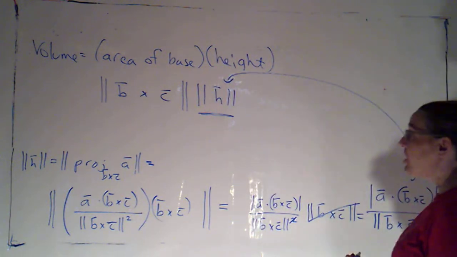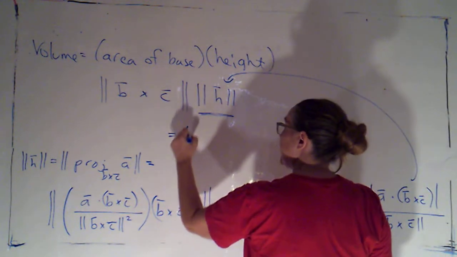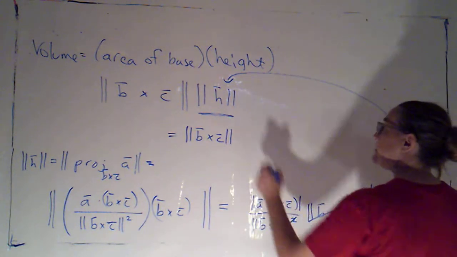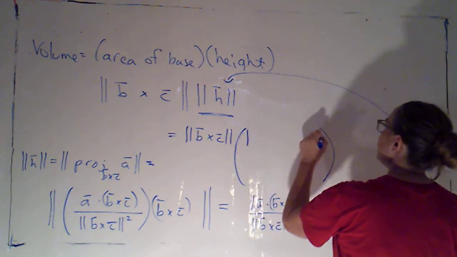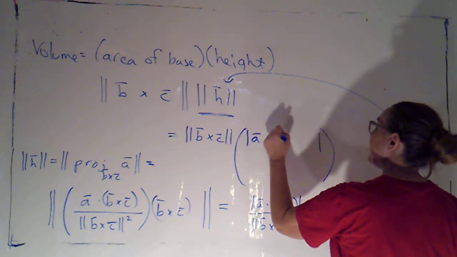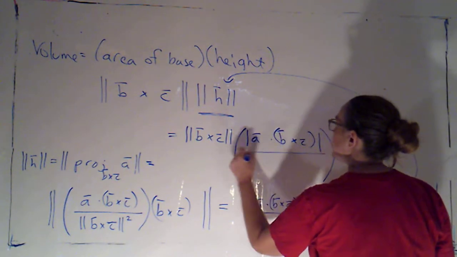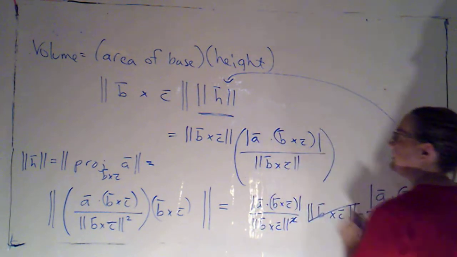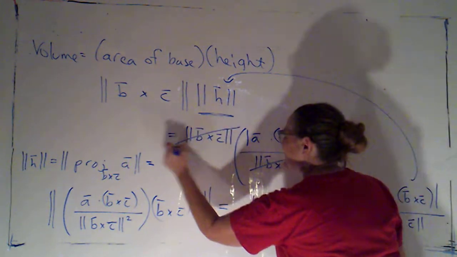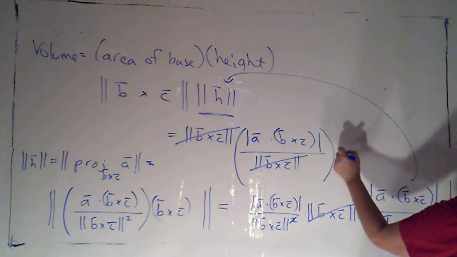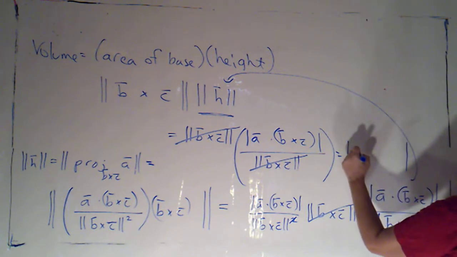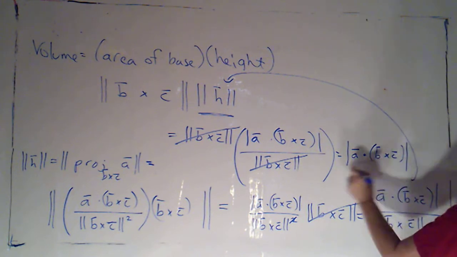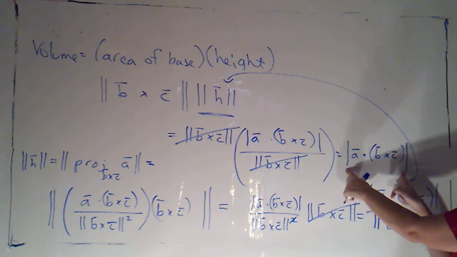So we said the volume was the area of the base, which was the magnitude of B cross C, times the height, which we've now calculated is this fraction, the absolute value of that scalar triple product, A dotted with B cross C, all over the magnitude of B cross C. Now that magnitude of B cross C cancels, and what I'm left with is exactly what I claimed we were going to get for that volume. It's A dotted with B cross C, the absolute value of that.